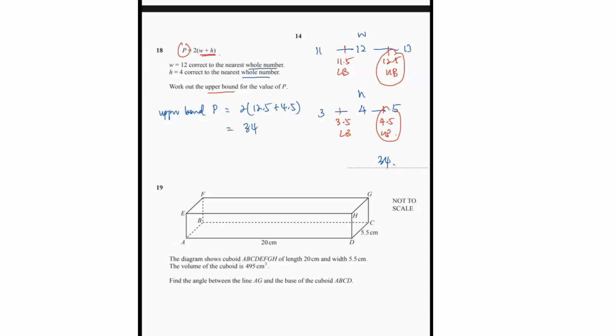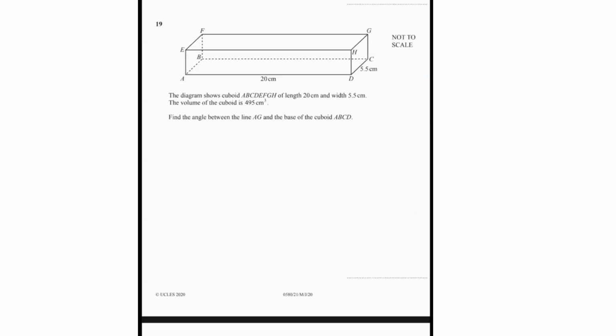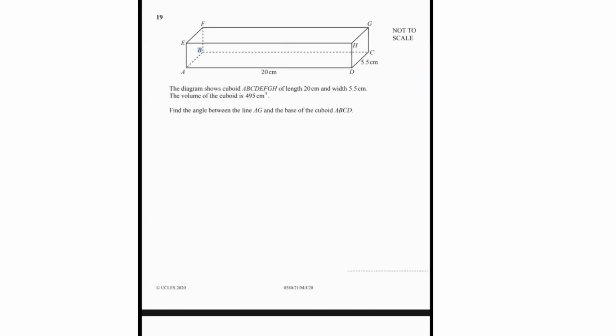Okay, let's move on. This one is a three-go question already, because I haven't seen a three-go question. This looks like a three-go question. Yep, it is. The diagram shows a cuboid, length 20 with 5. The volume of the cuboid is this. Find the angle between line AG and the base of the cuboid ABCD. Where's AG? Let me draw AG first. Wow, one end to the other. Coast to coast.